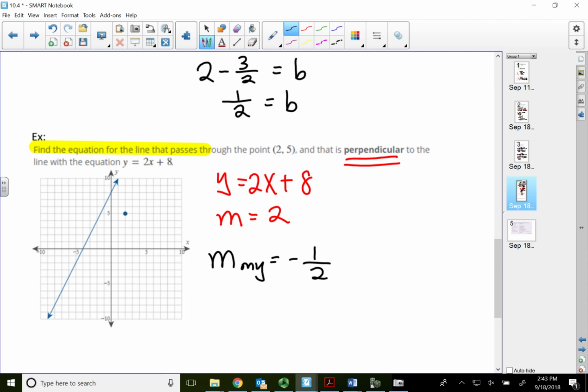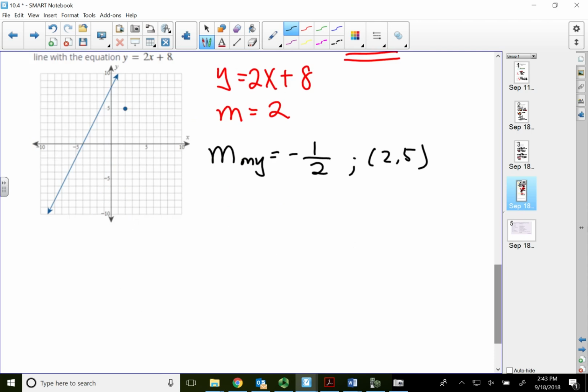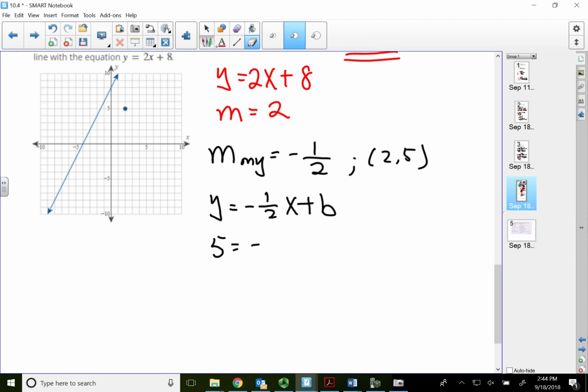Okay, so now I have a slope, and I'm also given a point, (2, 5). Let's begin to write our equation of the line. y equals mx plus b. So let's substitute 2 for x and 5 for y. That will be 5 equals negative 1/2 times 2 plus b. So that will be 5 equals negative 1 plus b.